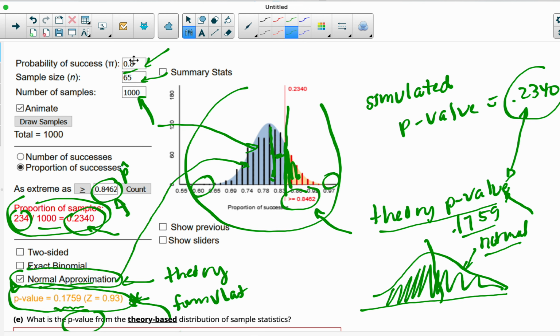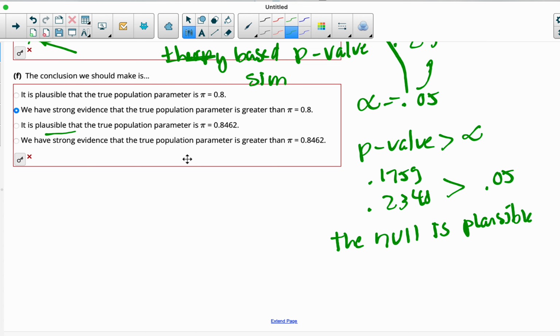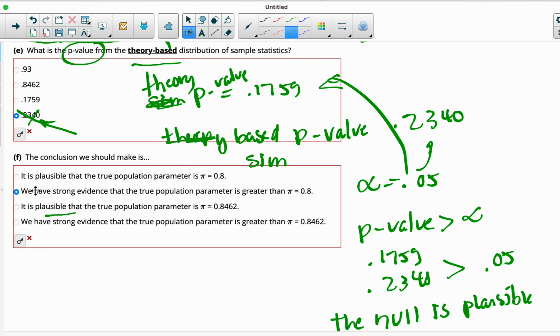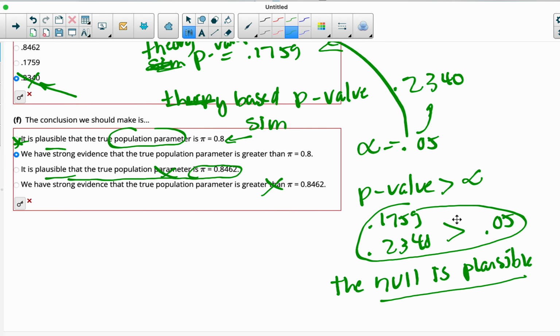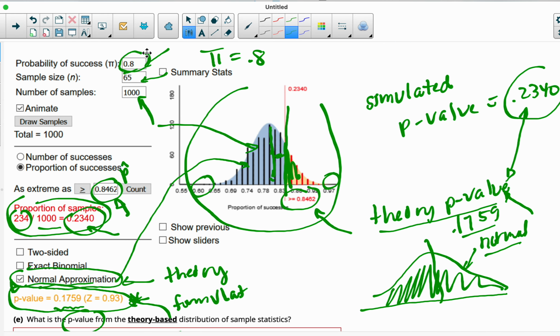What was the null? The null said that pi equals 0.8. So it is plausible that the true population parameter is pi equals 0.8. This is the null right here. This one down here would say that pi is equal to my observed statistic. That's not true. Not greater than, because the p-value is greater than alpha, the null is plausible. What is the null? Here's the null up here. Pi equals 0.8.